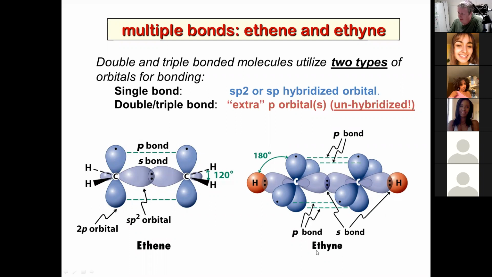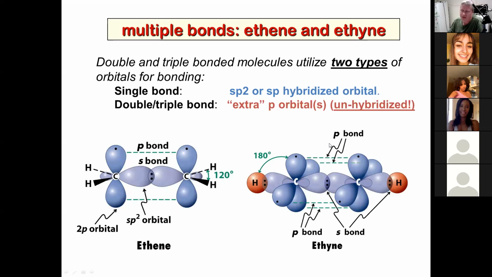But this is ethyne, which is a C triple bond C. There are three bonds between the two carbons. The first bond is a sigma bond, and that is using the sp hybridized orbitals. And the bond to the H, the CH on the back here, that's also sp. So it's like sp, sp, right? And then where are the other two bonds? Those are the pi bonds, and those are using the extra p orbitals.